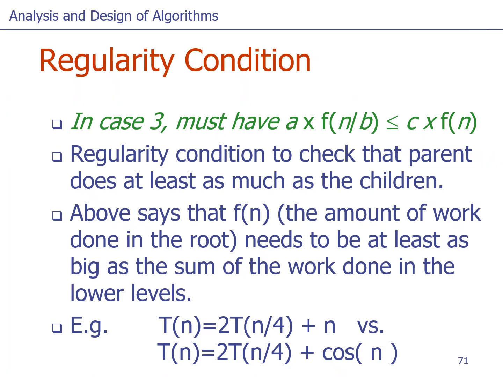Let's talk about this regularity condition. In case 3, we must have A multiplied by f of n divided by B is less than or equal to some constant multiplied by f of n. And I've stated here very clearly the regularity condition to check that the parent does at least as much as the children. The above says that f of n, the amount of work done in the root, needs to be at least as big as the sum of the work done in the lower levels, if not more, of course.